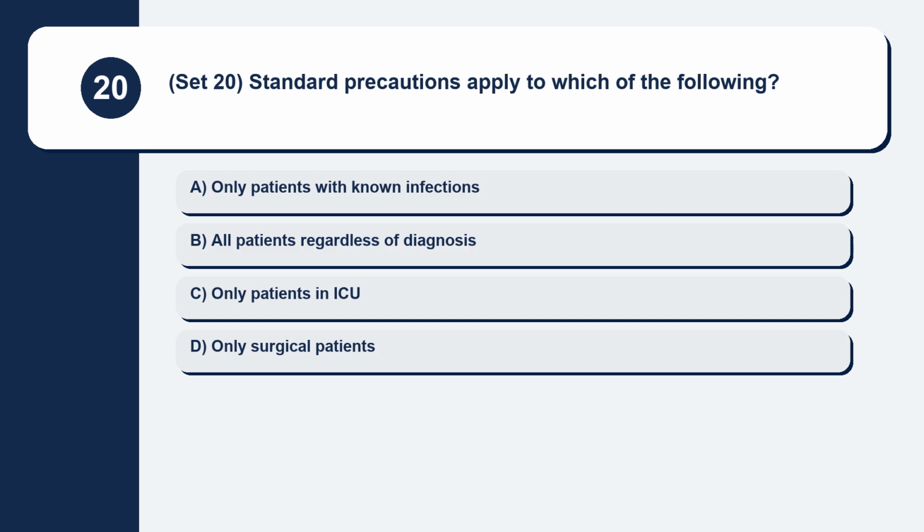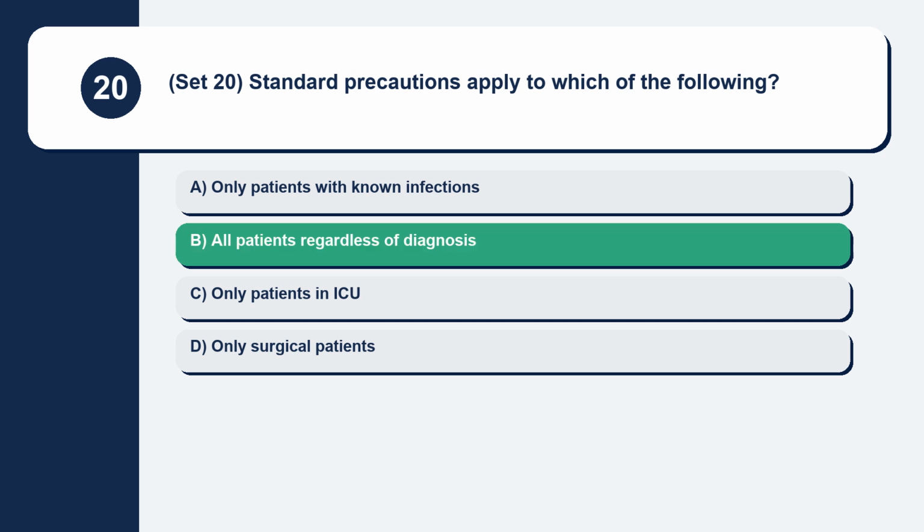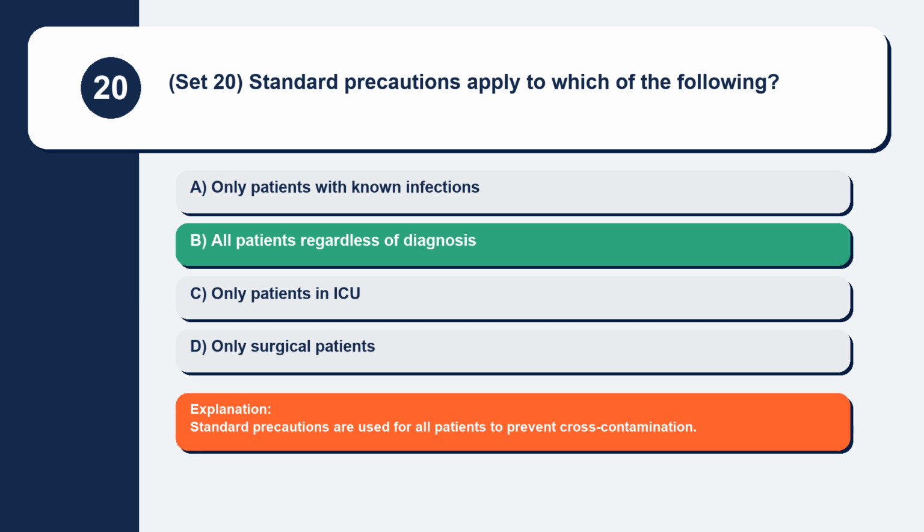Question 20. Set 20. Standard precautions apply to which of the following? Only patients with known infections. All patients regardless of diagnosis. Only patients in ICU. Only surgical patients. Standard precautions are used for all patients to prevent cross-contamination.